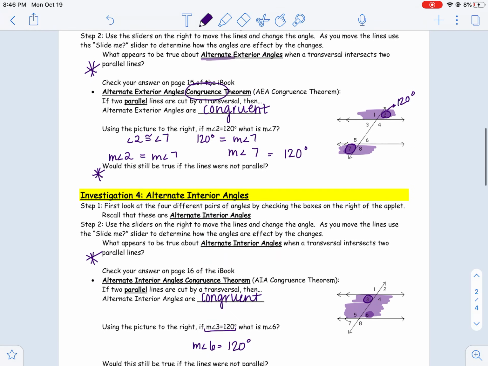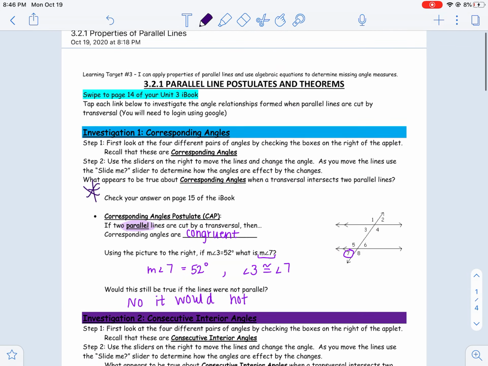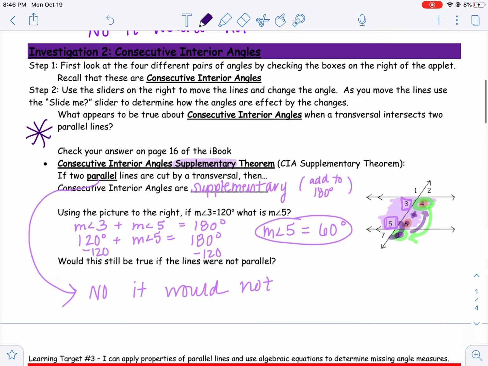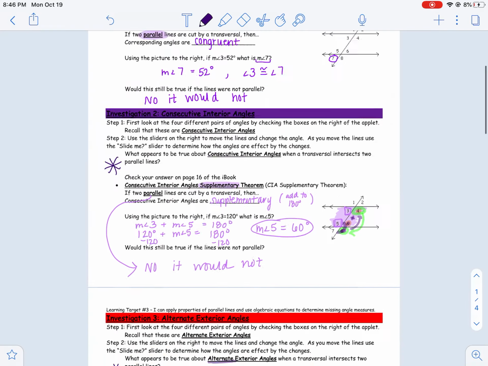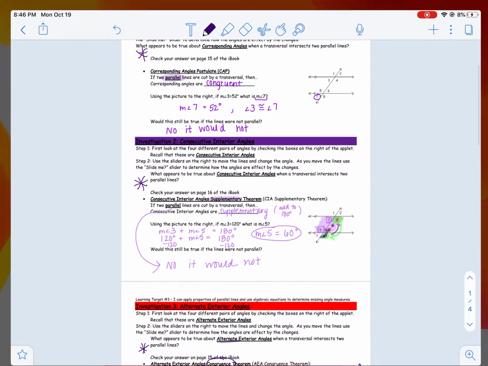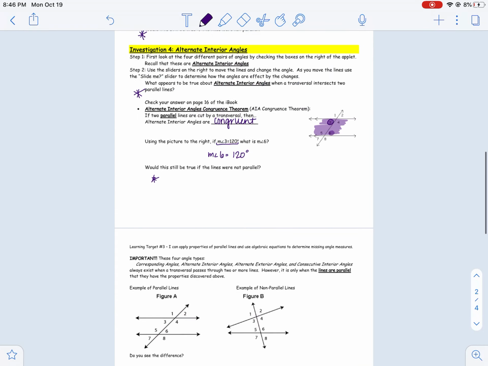Congruent. Okay, well, the one that stands out to me is this only supplementary one, okay? So consecutive interior angles are supplementary.